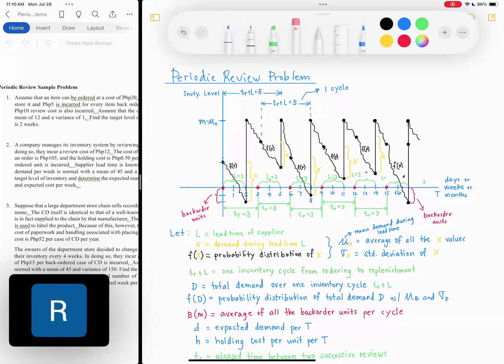Okay, so good morning again. Today we'll discuss the periodic review model. We'll just go through this very quickly.